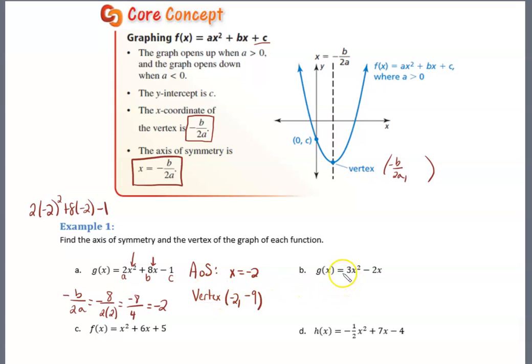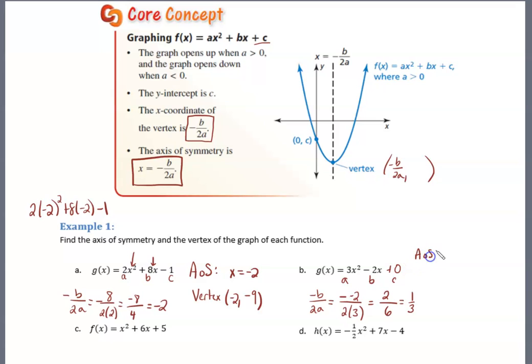So on this, it says 3x squared minus 2x. So the a value is 3, the b value is negative 2, and there's nothing out here, so the c value is 0. When we want to find our axis of symmetry or vertex, we need to do negative b over 2a. So we have negative, b is negative 2, over 2, and a is 3. Negative, negative 2 becomes positive 2, and 2 times 3 is 6. So that simplifies to 1/3.